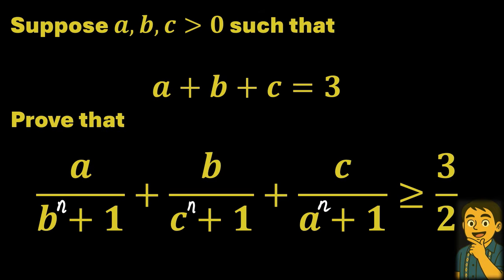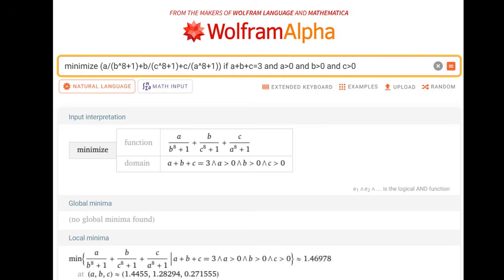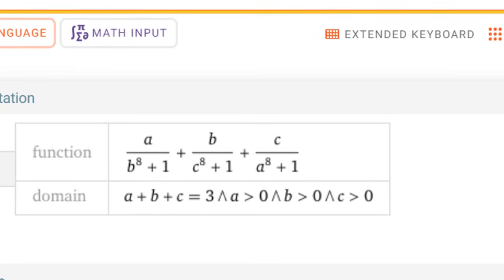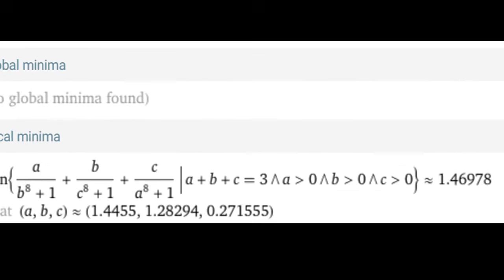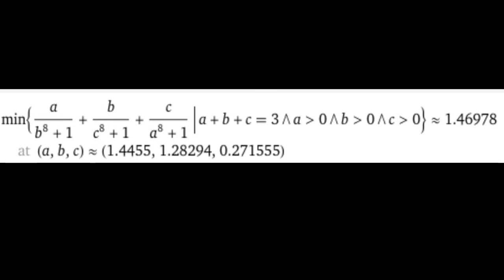Back to here. If n is a big number, then this is not true. So how big is considered a big number? If you use a tool like Wolfram Alpha, then we know that when n is 8, the minimum of this expression is no longer 1.5.